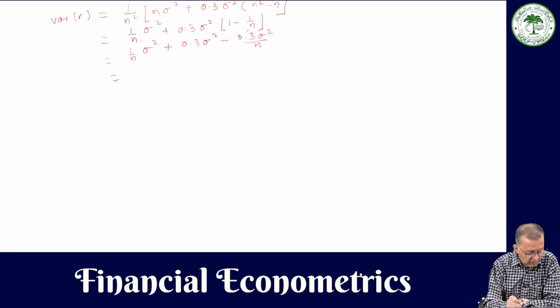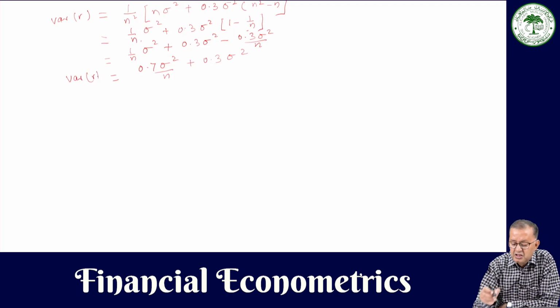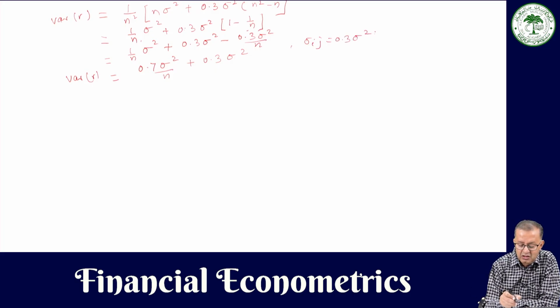So this is equal to 0.7 sigma square by n plus 0.3 into sigma square. This is when we assume that the assets are correlated, or this covariance sigma ij is equal to 0.3 into sigma square. So what inference can we draw from here?